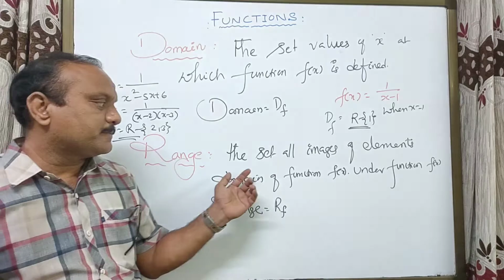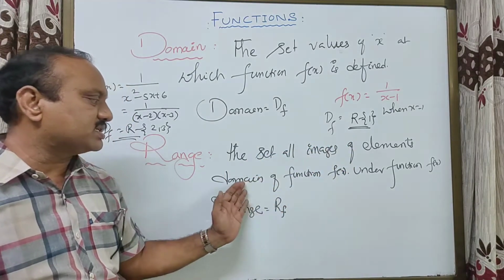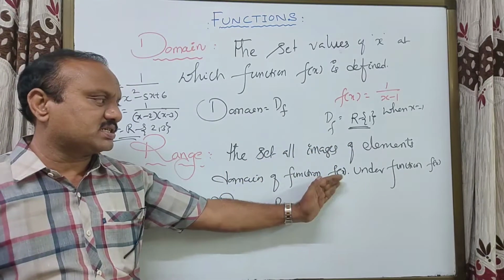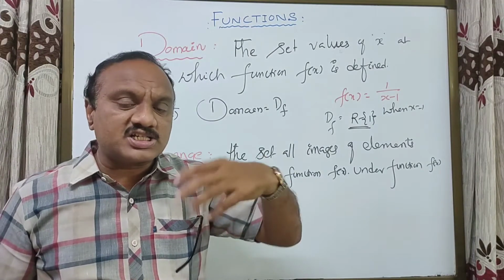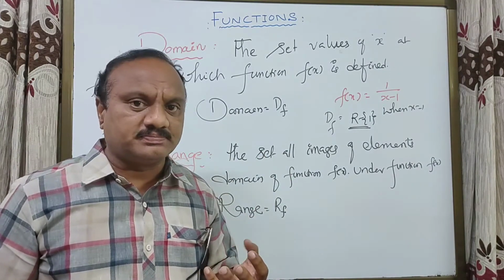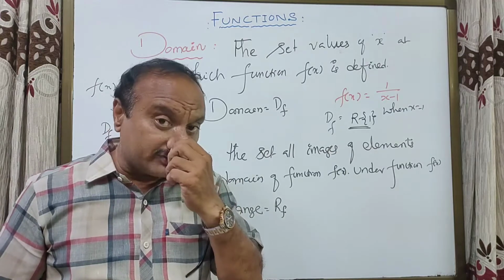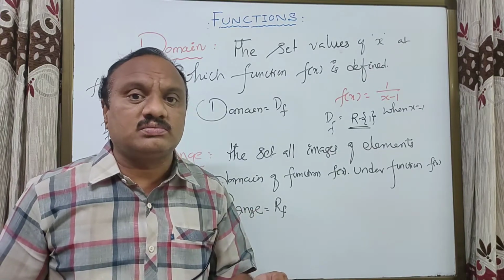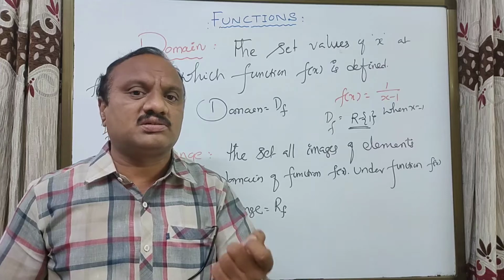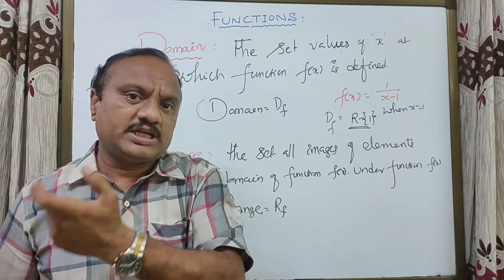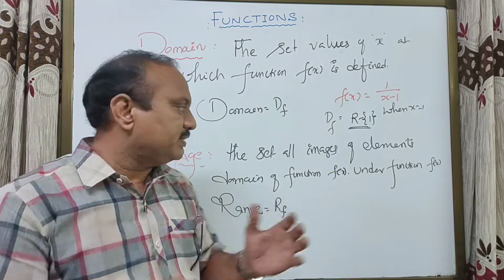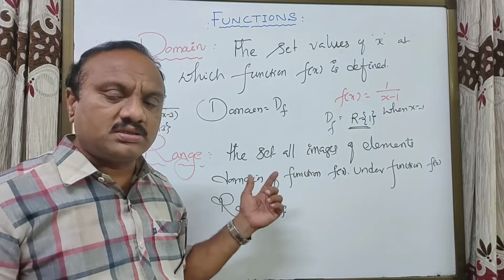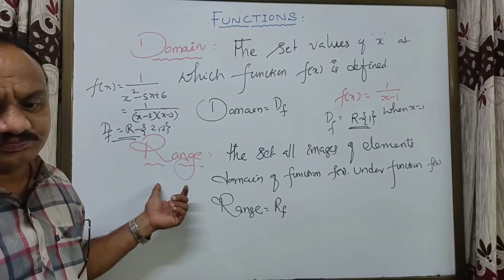So range is the set of all images of the elements of the domain of the function f of x under the function f. The function value of the elements of the domain is called the image of that element. The set of all images is called the range of the function.